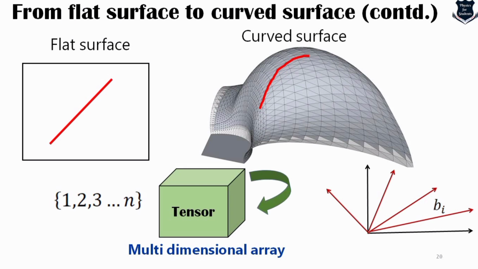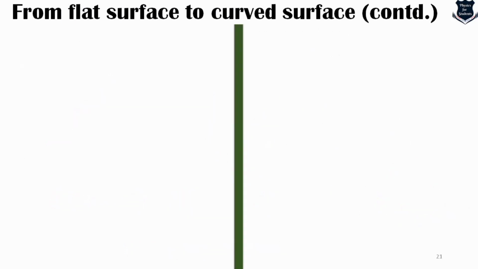So we are coming to the tensor part. What I'm trying to show you is that from a flat surface, once we move to a curved surface, the components of the vector change, whereas the vector remains the same. How do we measure the changes? That is where the tensor comes into play.